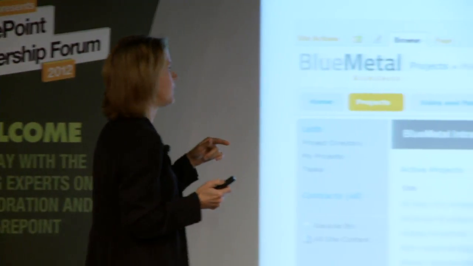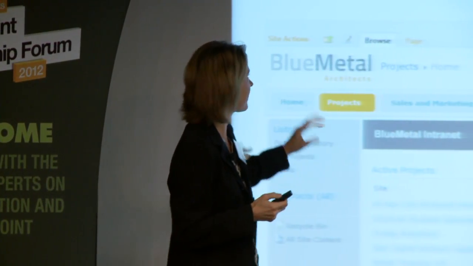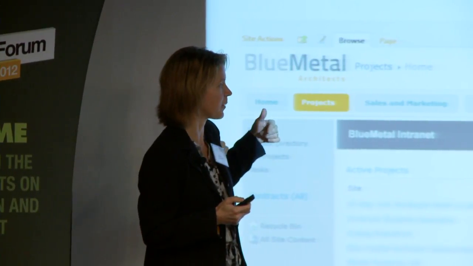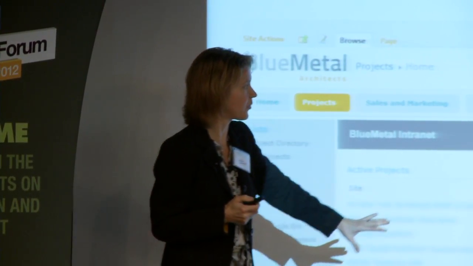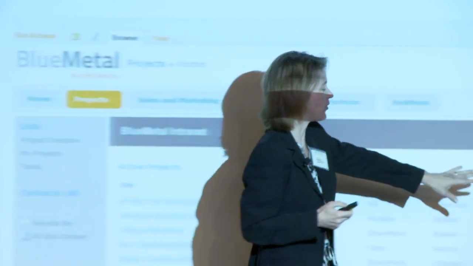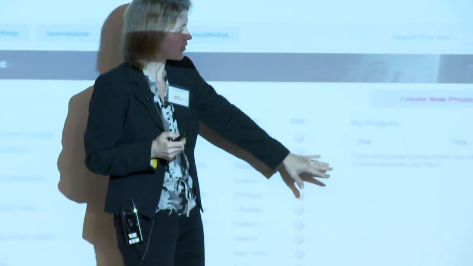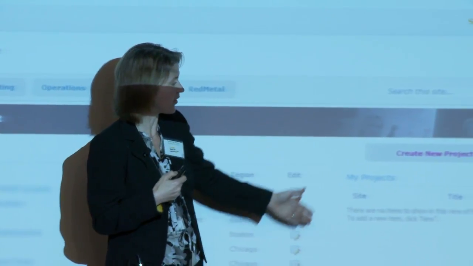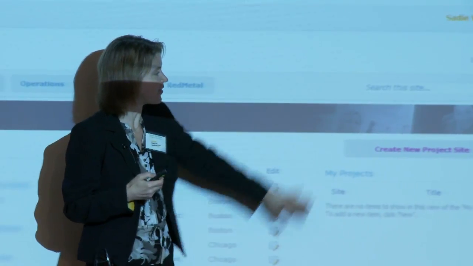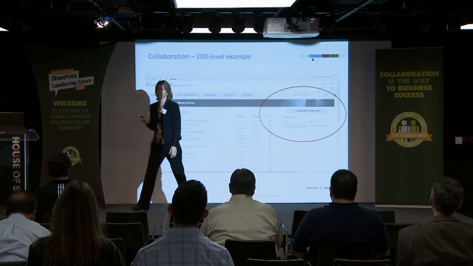Coming up to a 200 level example, this is more about having a request process in place. This is actually the project site that we use at my company. We've got our project dashboard. There's a way to link to my projects, and it'll have them show here. I don't use that because I use bookmarks, but it's there and available for people if they want. And there's this button for Create New Project Site.